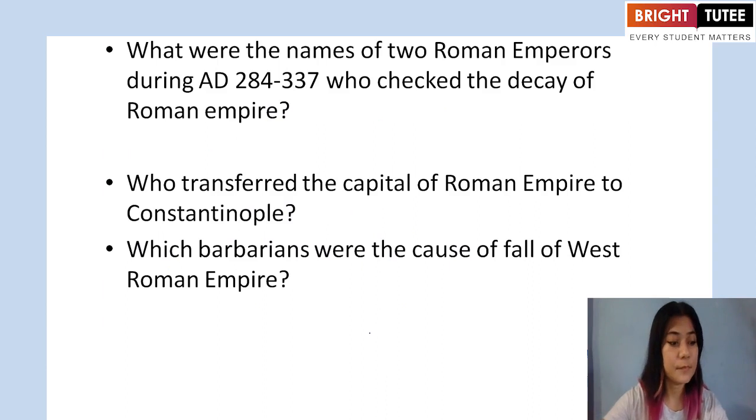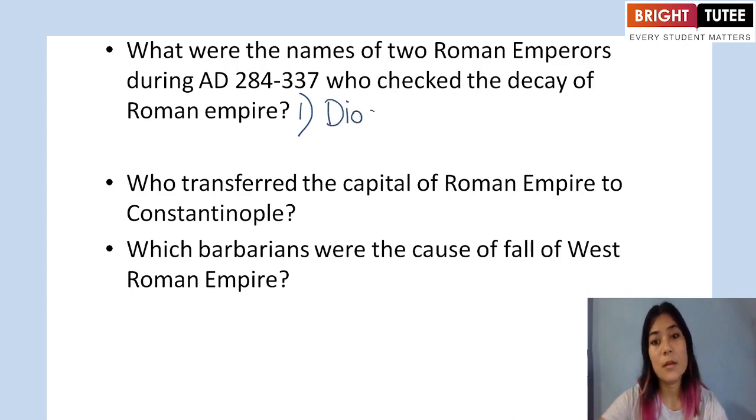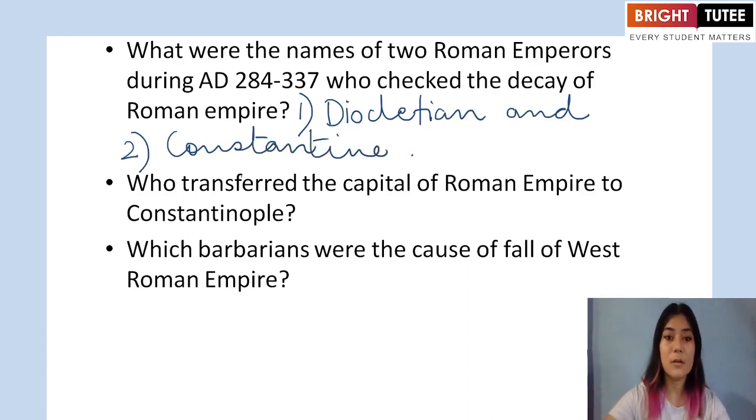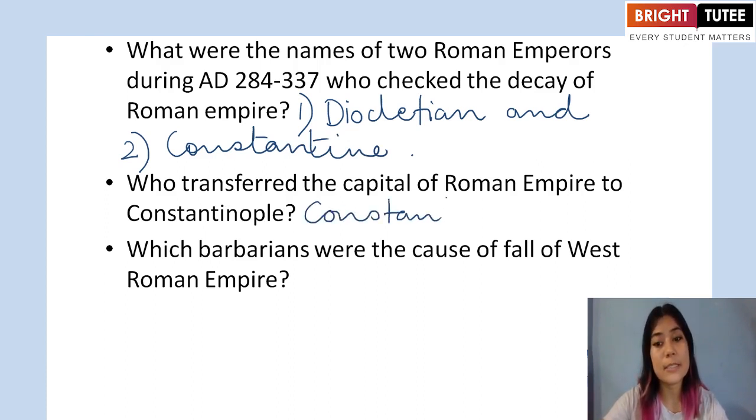Alright. Next question. What were the names of 2 Roman emperors during 284 to 337 AD who checked the decay of the Roman Empire? So they were number 1, Emperor Diocletian, and the second Roman emperor's name was Constantine. Alright. The next question, who transferred the capital of Roman Empire to Constantinople? It was Emperor Constantine who transferred the capital of Roman Empire to Constantinople in the eastern part of the Roman Empire.